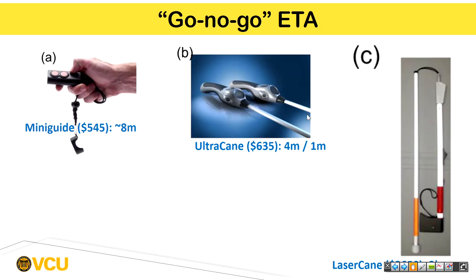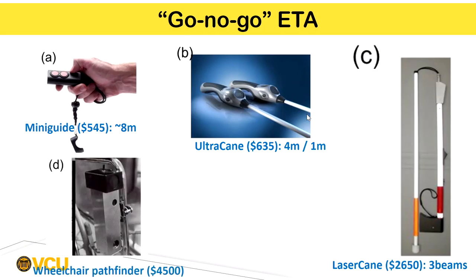And this one is called the Laser Cane. It works on a similar principle to a radar, but instead of acoustic waves, it sends out laser beams. The laser beam is more reliable than acoustic waves, but it's more expensive. You can see that this one is about $2,600. It sends three beams: one forward, one upward, and one downward to detect obstacles in different areas.